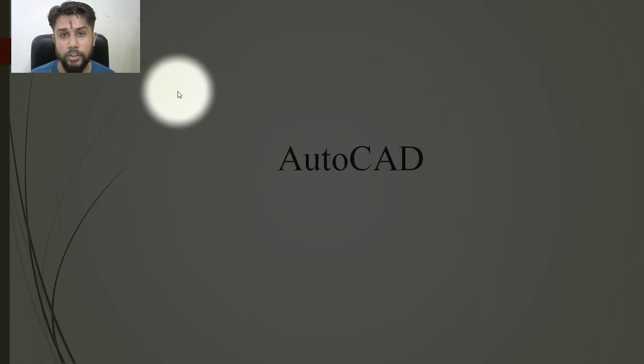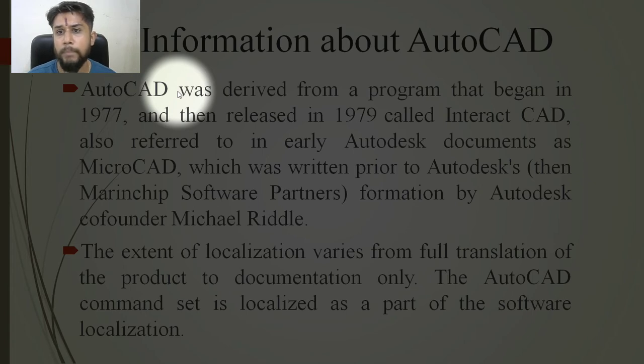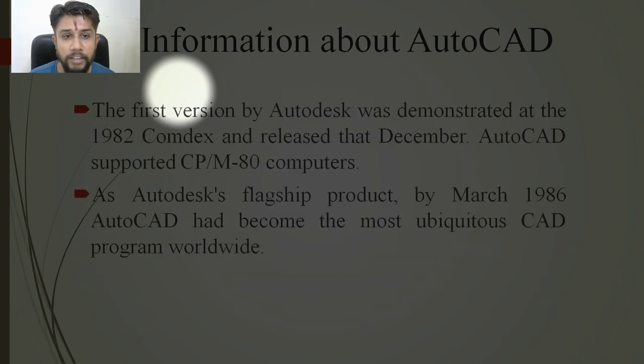The next tool is AutoCAD. AutoCAD was derived from a program that began in 1977 and was released in 1979 called InteractCAD, which was written prior to Autodesk and is known as MicroCAD. The extent of localization varies from full translation of the product to the documentation only. The AutoCAD command set is localized as a part of the software localization. The first version by Autodesk was demonstrated at the 1982 Comdex and released in December the same year.